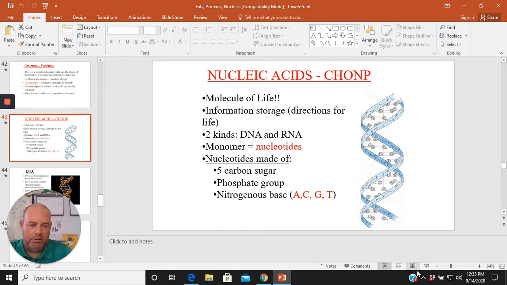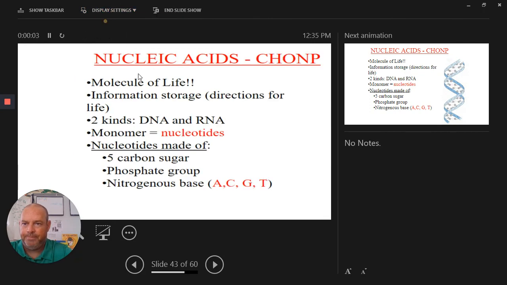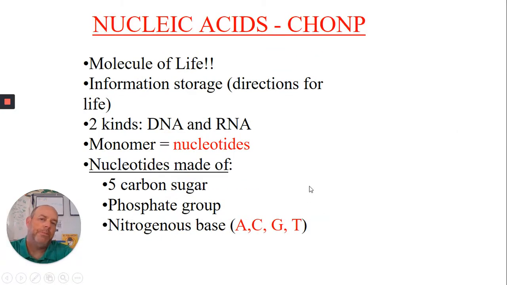We're going to tackle the nucleic acids. Get this set up. Okay, so nucleic acids are made of CHOMP. Okay, so carbon, hydrogen, oxygen, nitrogen, and phosphorus.